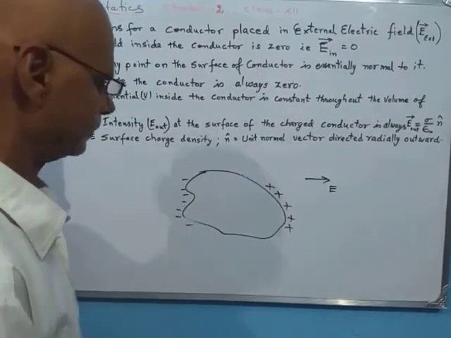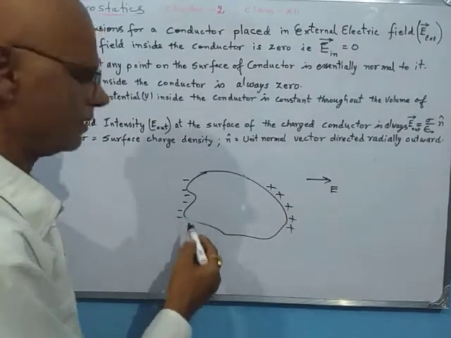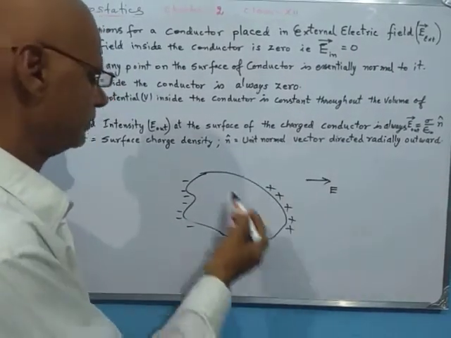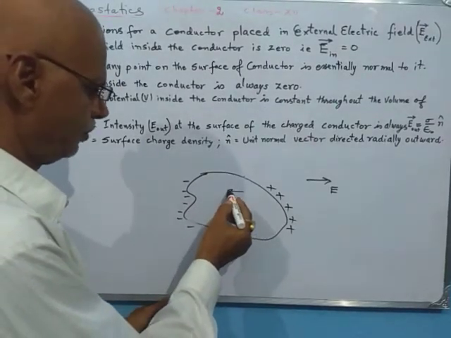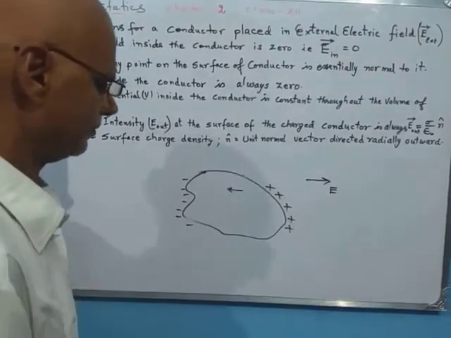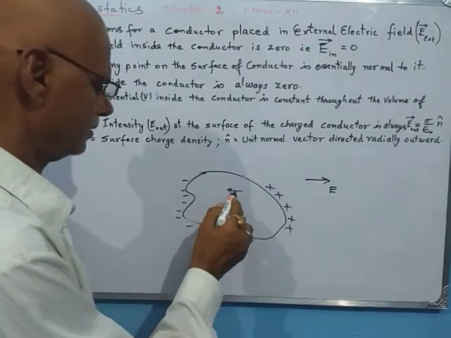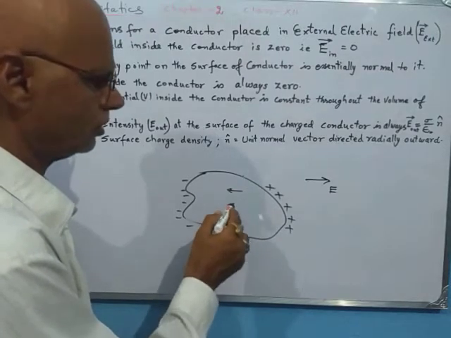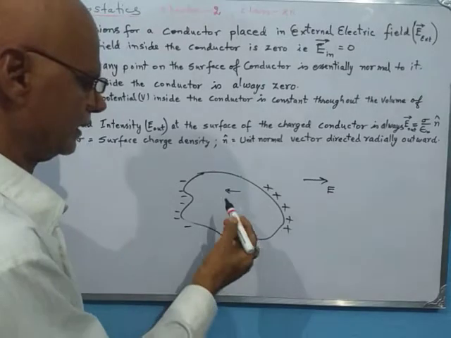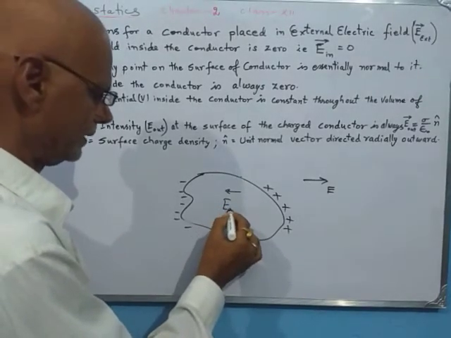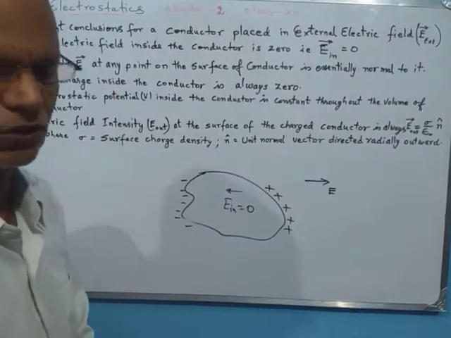So as a result, this separation takes place, and these two layers of charges, a layer of positive charge and a layer of negative charge, create some electric field which is opposite to the external electric field. And this electric field is created so long as it becomes equal to the magnitude of the external electric field, so that the net electric field inside the conductor becomes 0.